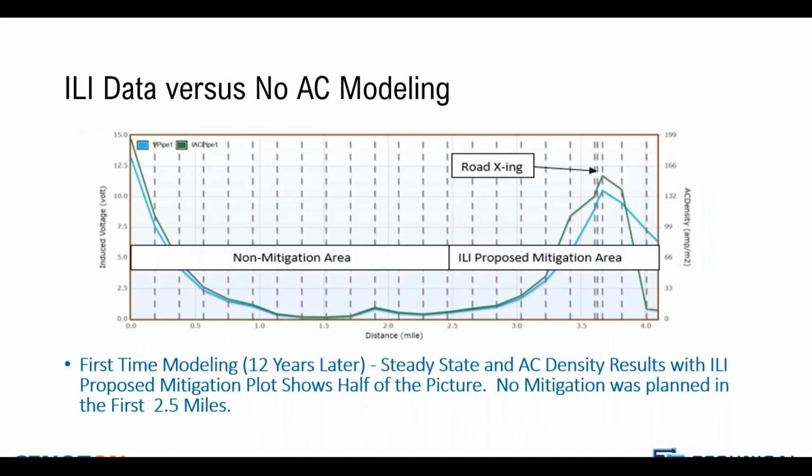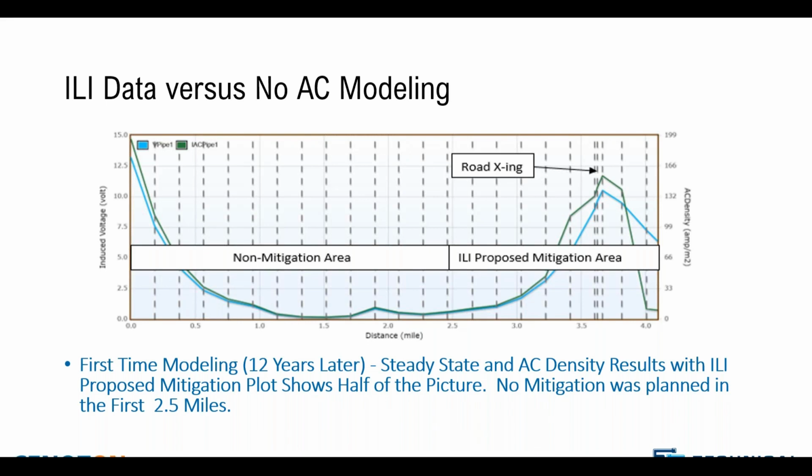Okay, so here's an example, and this really happened. There was a company that had an ILI run, and they found all their metal loss in this area from milepost 2.5 to 4.0 or so. So they said, let's just mitigate this whole area. We don't care, we don't want to see any modeling. We're going to just take care of this.